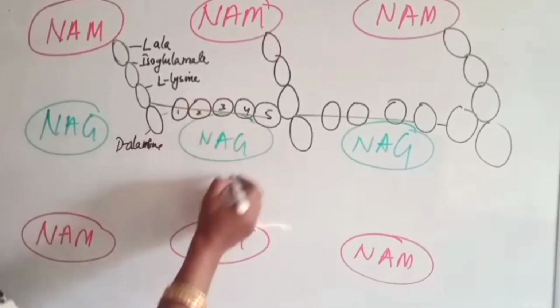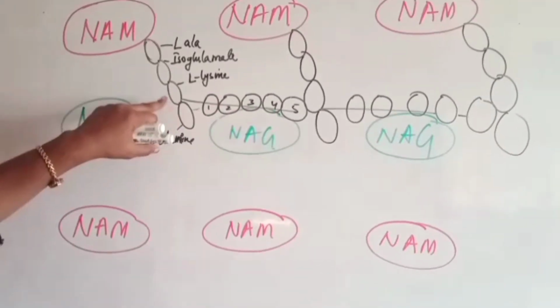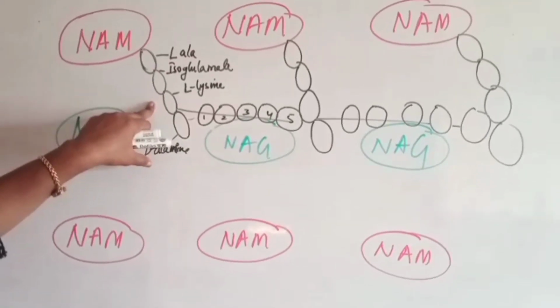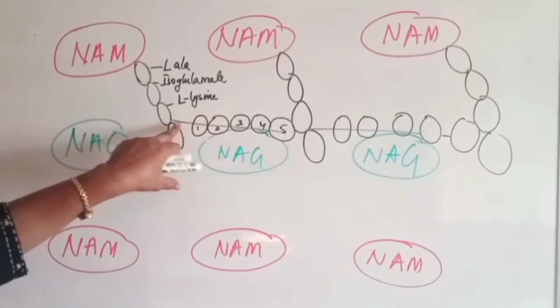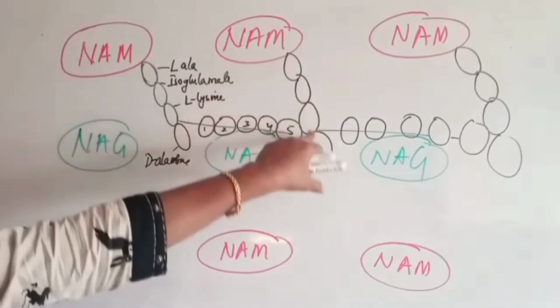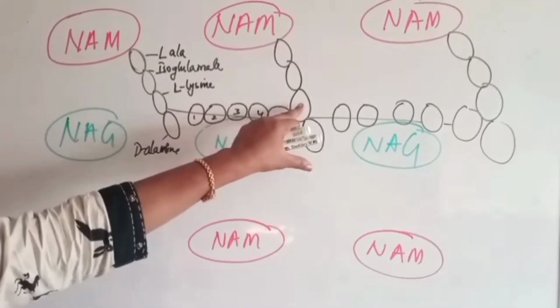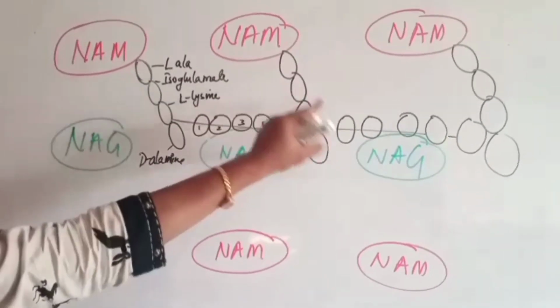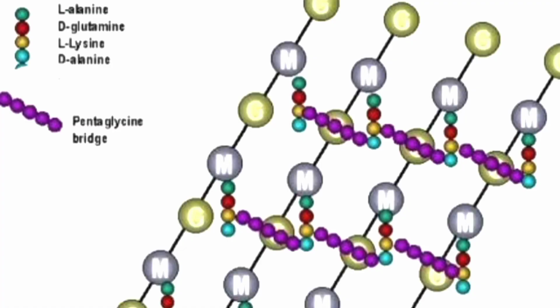So connecting to your third amino acid, L-lysine, the pentapeptide glycine residues are arranged. This is your first glycine residue, linked with your third amino acid, L-lysine. Next to your NAM is another chain of 4 amino acids, the same chain, whose third amino acid, L-lysine, links to the fifth glycine residue. This is how your peptidoglycan layer framework is made with alternating units of NAM and NAG.